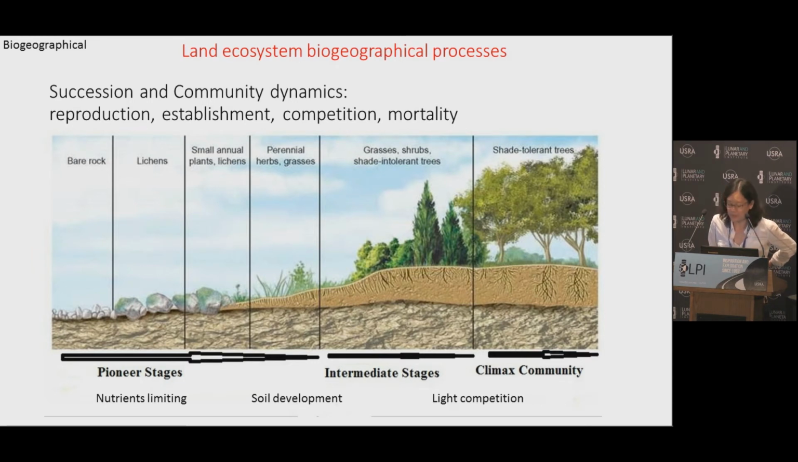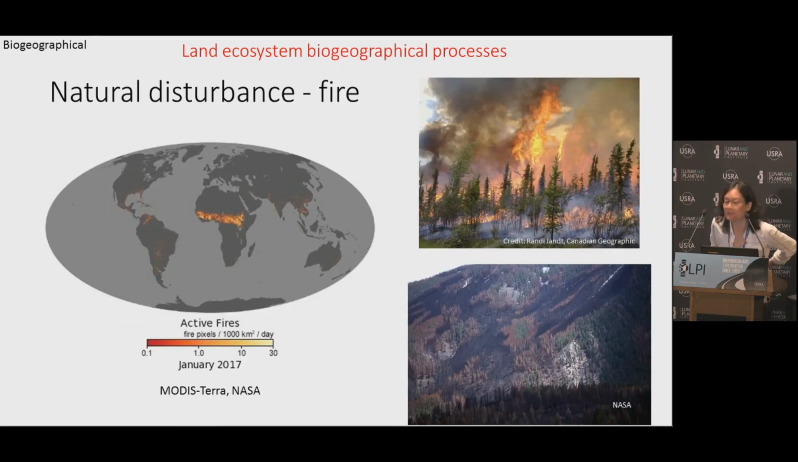Then those mature canopies can get taken out by disturbances like fire. So here are just observations of active fires last year all around the globe. This is happening all the time. And these lead to renewal of the landscape, and patchiness and heterogeneity that can create dynamic equilibria for some systems, or perturb them away from what they would like to be, depending on how the disturbance happened.